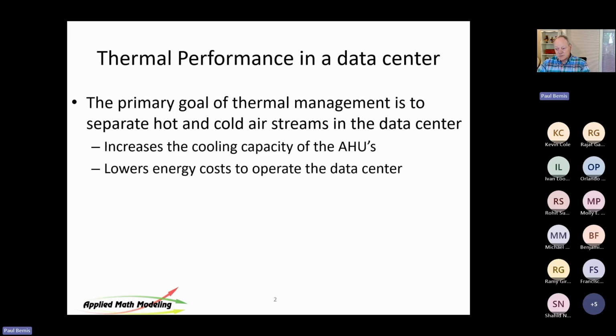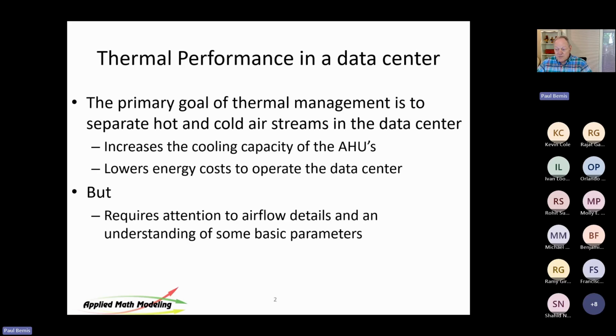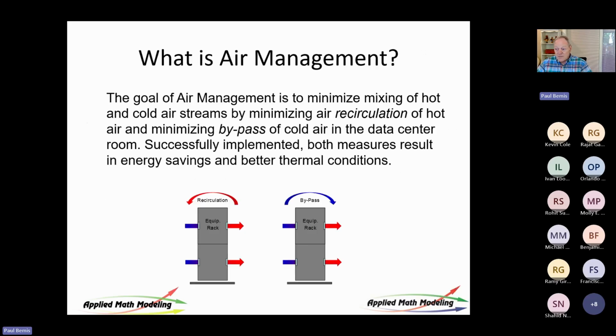The reason you want to keep these airstreams separate is it makes the system more efficient. In particular, it makes your air handlers more efficient. Heat exchangers like a lot of difference in temperature, delta T. The higher you can get the delta T on the air handler, the more efficient it will be. It'll transfer heat faster and better. That will lower the cost to operate the entire data center. But it does require some attention to where the air is in the room, where it's going, and understanding some basic parameters that I'm going to define for you here, just kind of remind you of.